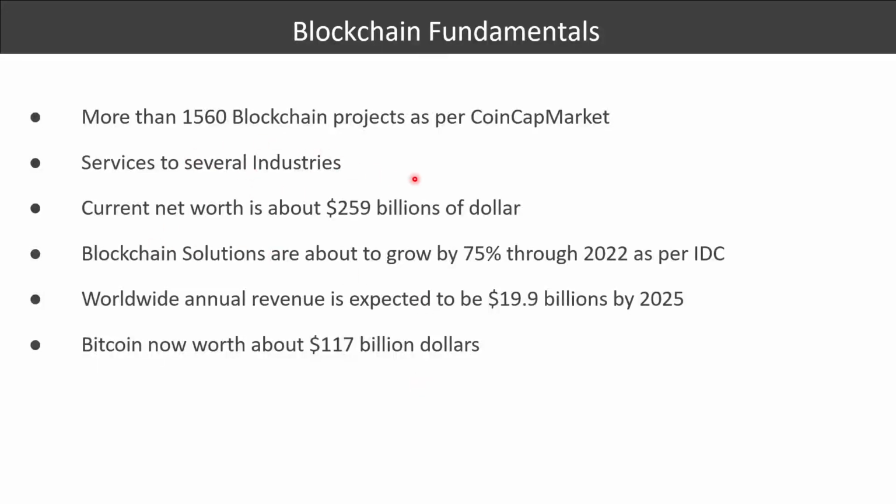There are more than 1,500 blockchain projects currently in flight. These are major projects according to CoinCap Market. Services to several industries include mostly financial transactions, but also transactions on other assets. Current net worth is about $259 billion. Blockchain solutions are about to grow by 75% through 2022, according to IDC. Worldwide annual revenue is about to be about 20 billion by 2025, and Bitcoin, though very volatile, is now worth near $120 billion.